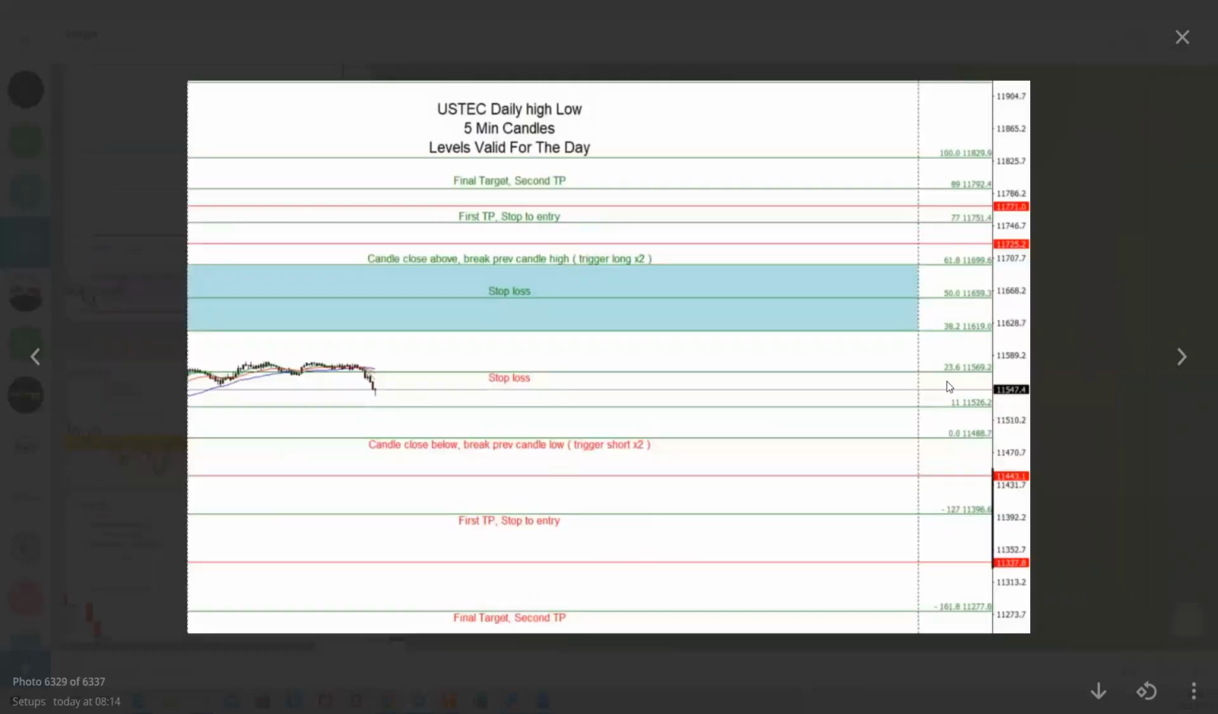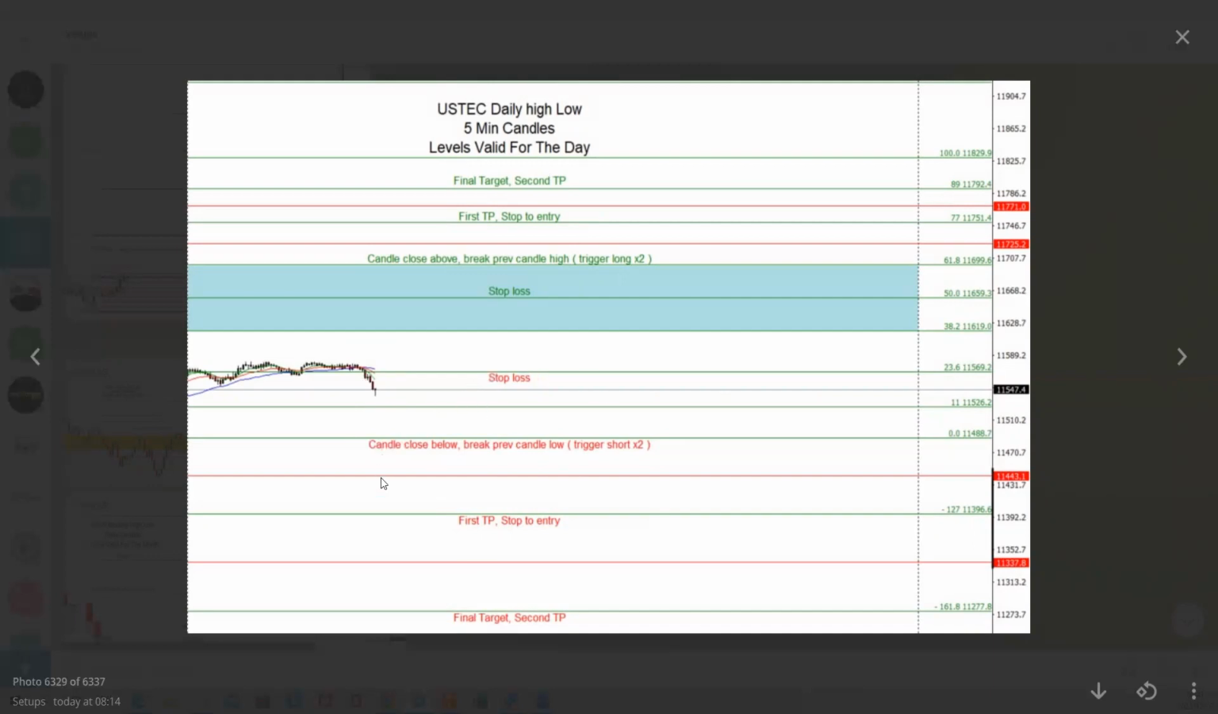USD daily high low, currently between levels of 11 and 23.6. If you look at the moving averages, 50 is above 21 above 8. That's indicating trend is down. So we want a candle close below the 0 level, break previous candle low to aim for the minus 127 first TP, minus 161.8 second TP, stop loss being at the 23.6.